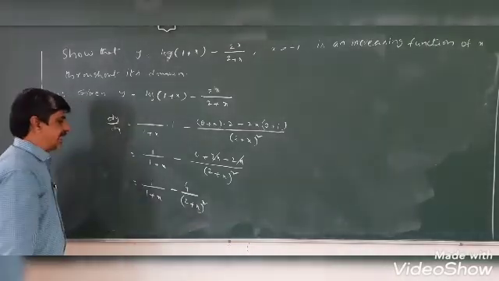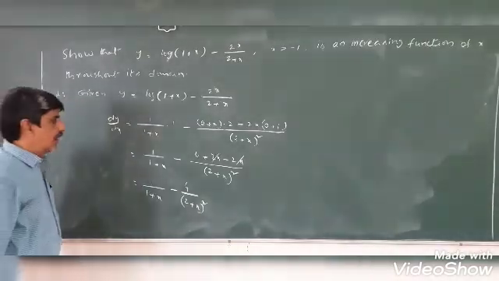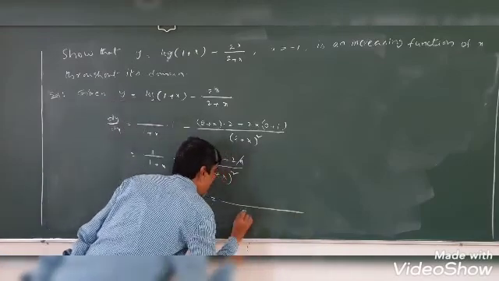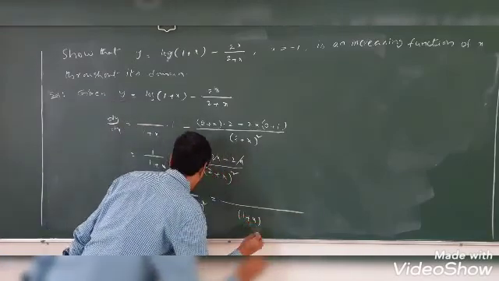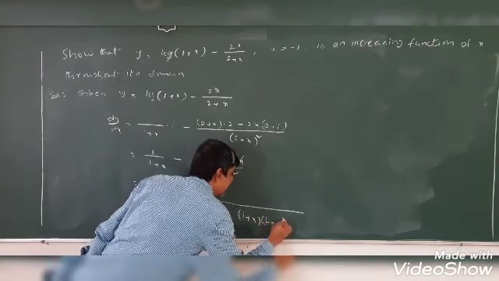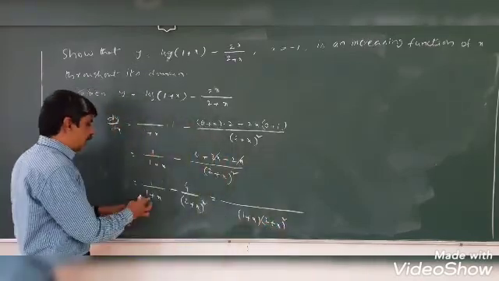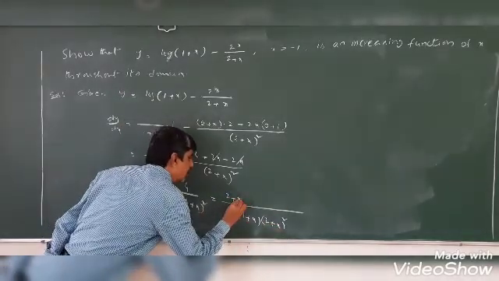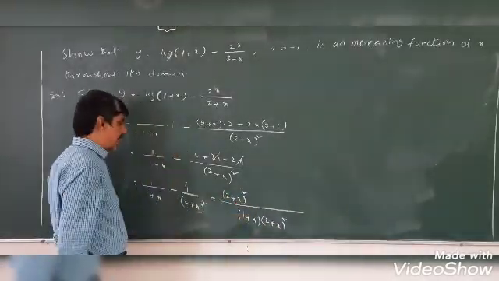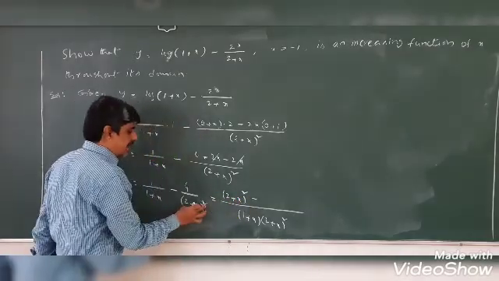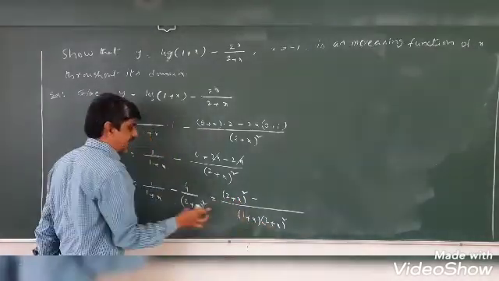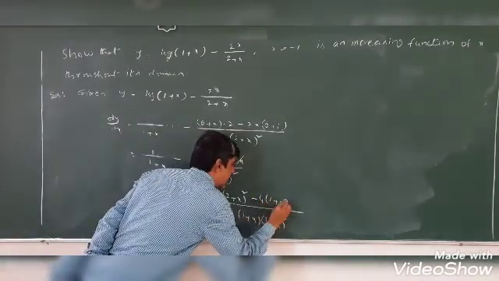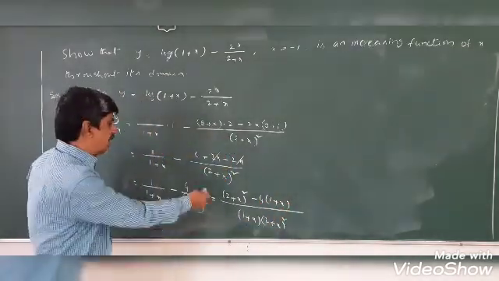Now find the LCM. The LCM here is (1 plus x) into (2 plus x) whole squared. So (1 plus x) is a factor of the first term's numerator, giving (2 plus x) whole squared, minus 4 into (1 plus x) from the second term. Now simplify this value.